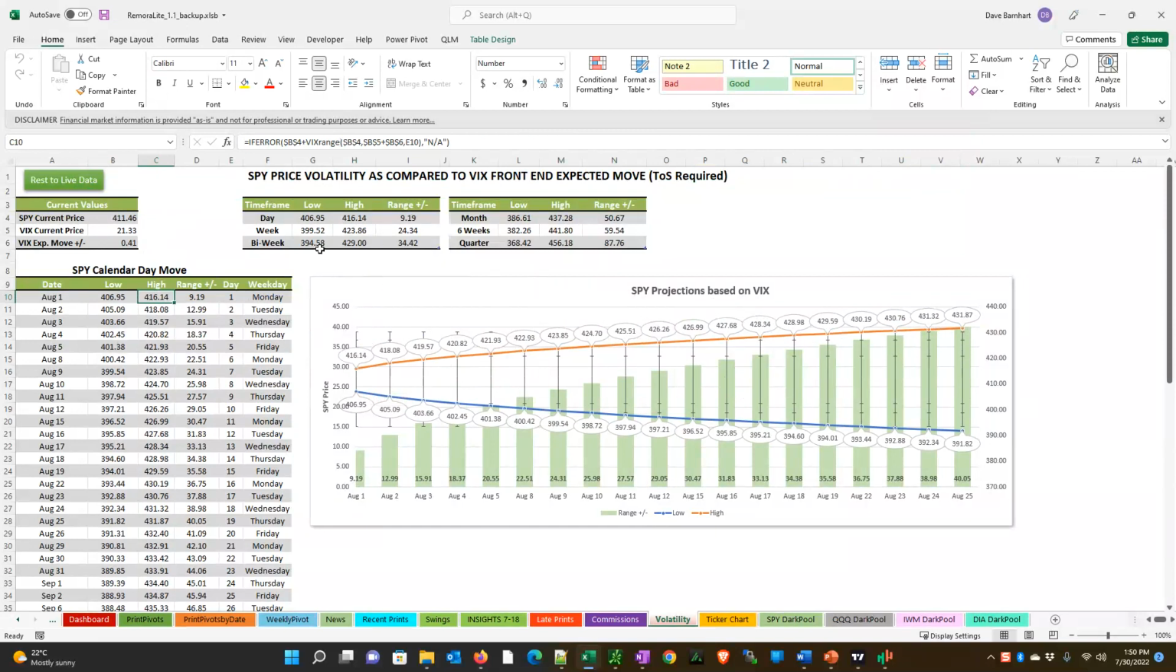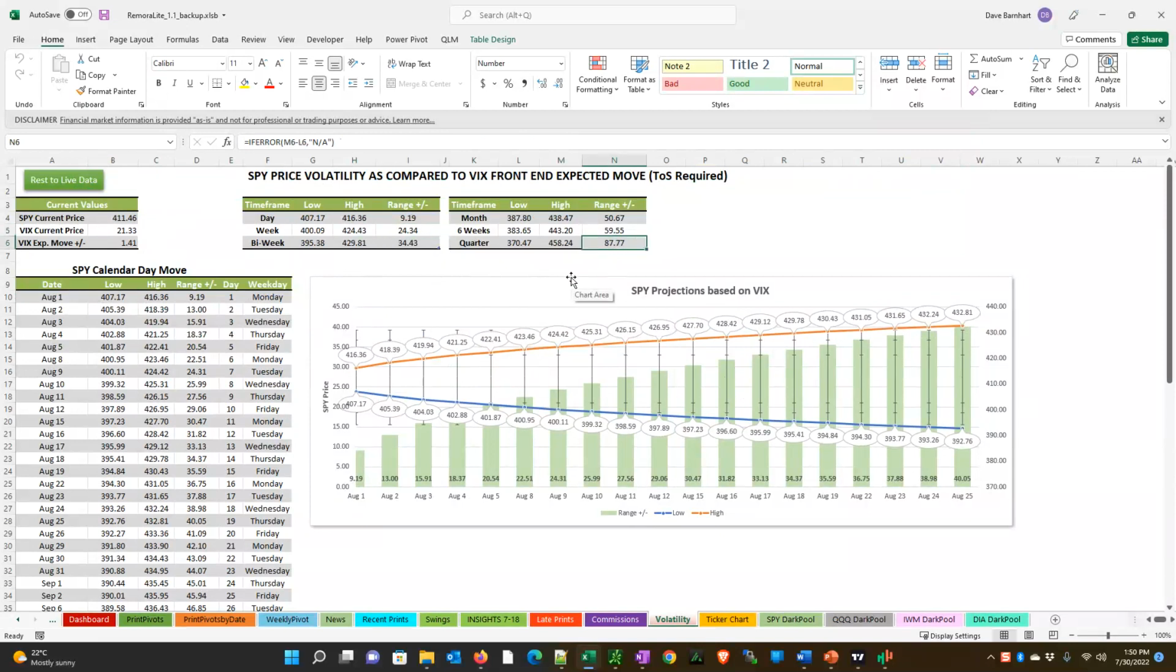So I've worked it out that you have the day, the week, 2 weeks. So in a week, we can have a 24-point move. In a quarter, you can have an 87-point move. So within 3 months, we could go from 370 to 458. And that seems reasonable, right? Because we hit 370 just a while ago, and we just broke 411. So that is very possible to hit that in 3 months. If you're planning long-term options, it might be better.